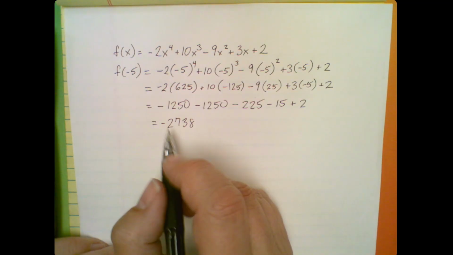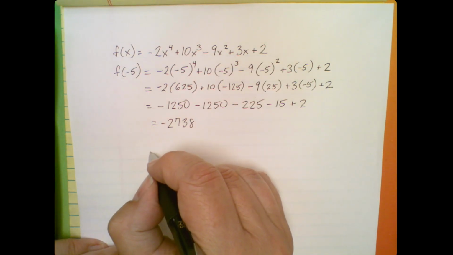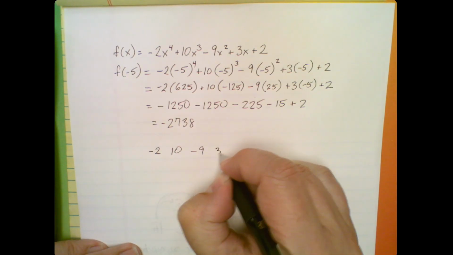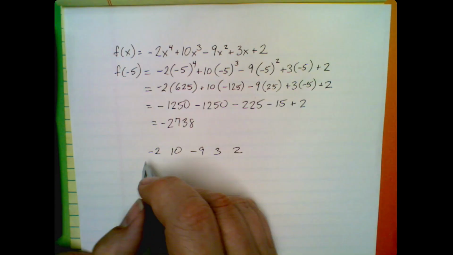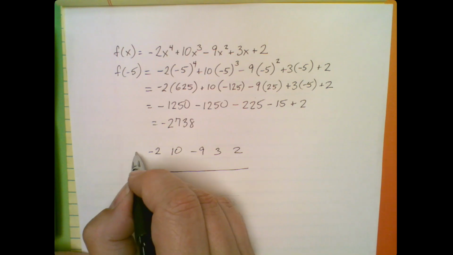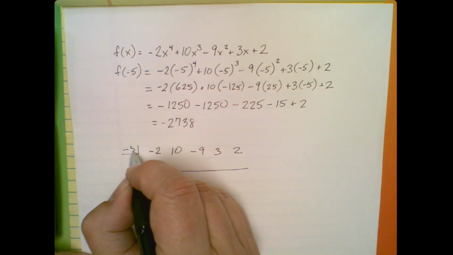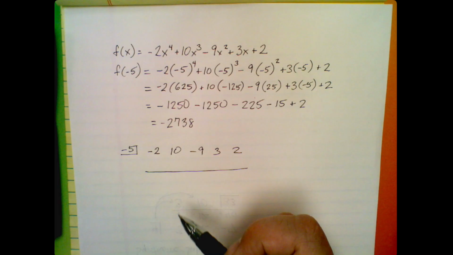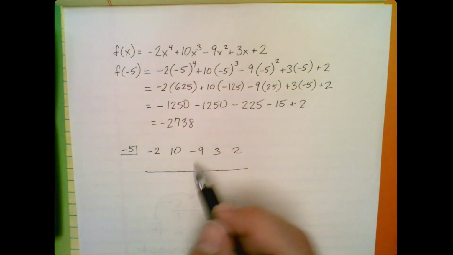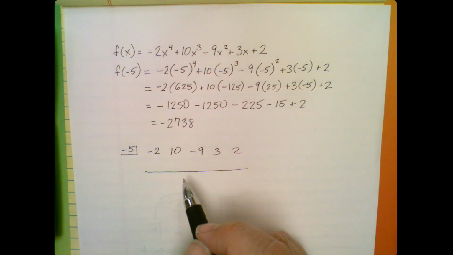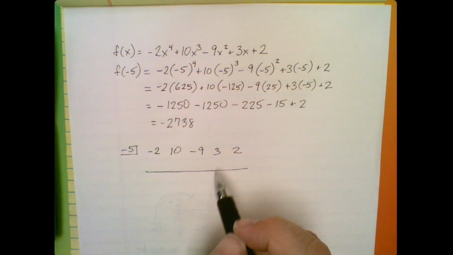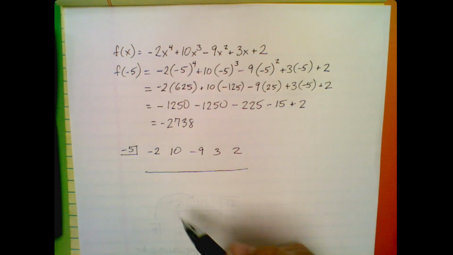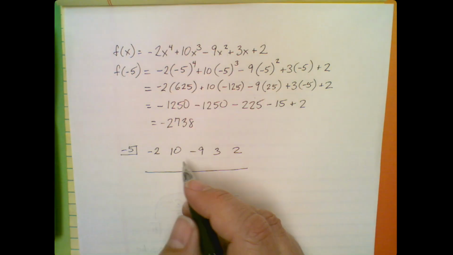I say we can. Let's start by copying down our coefficients. Negative 2, 10, negative 9, 3, 2. And we're evaluating this when x is equal to negative 5. Now, the advantage of this approach is that I never have to take negative 5 to a power while I do this. It never happens. I never have to worry about it. I'm just going to do this process, and it's going to work out the powers for me as I go. Later on, if I have time, I'll explain why that happens. But for the time being, we're just going to go through the process.